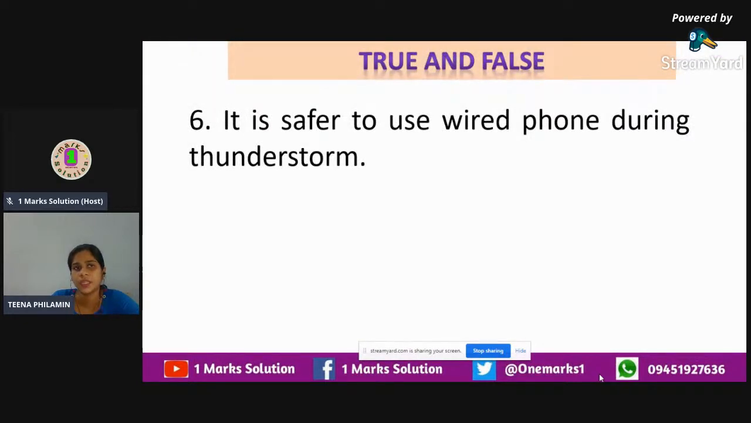Sixth one: it is safer to use a wired phone during a thunderstorm. During a thunderstorm and lightning, it is not safer to use wired phones, headsets, or electrical appliances, because the lightning will travel through these wires and cause damage or accidents to the humans using them. So it is a false sentence.